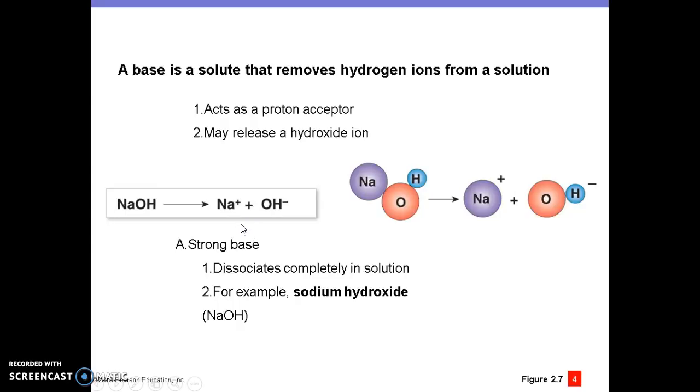Bases remove hydrogen ions or act as a proton acceptor. You may have heard of sodium hydroxide. It is a very strong base because in water it will completely dissociate to its sodium ions and hydroxide ions.